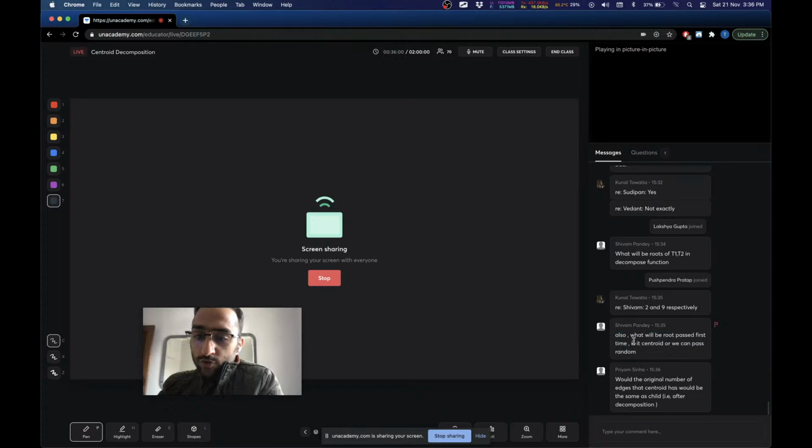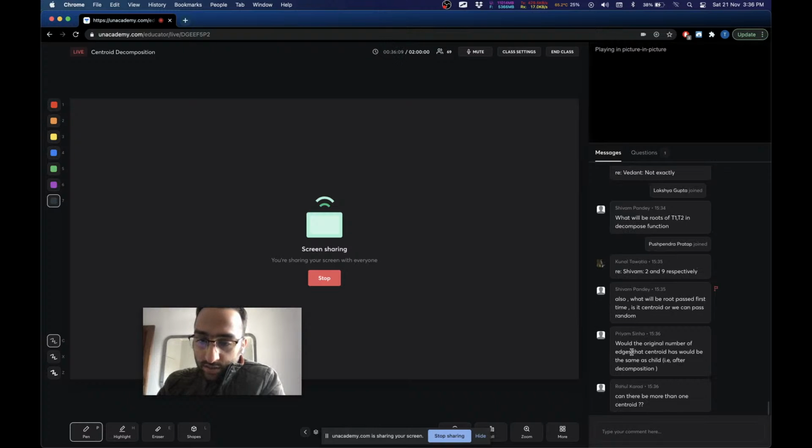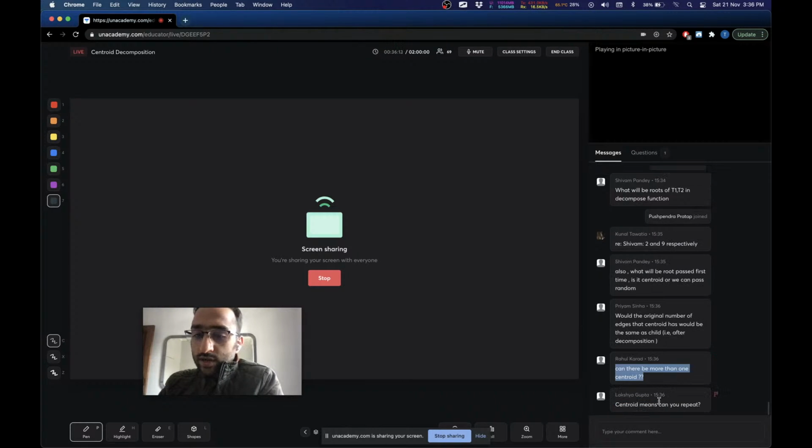Yeah. So the root's parent the first time would be -1, because for the whole tree there's no parent which exists. Can there be more than one centroid? Yes, there can be at most two centroids.